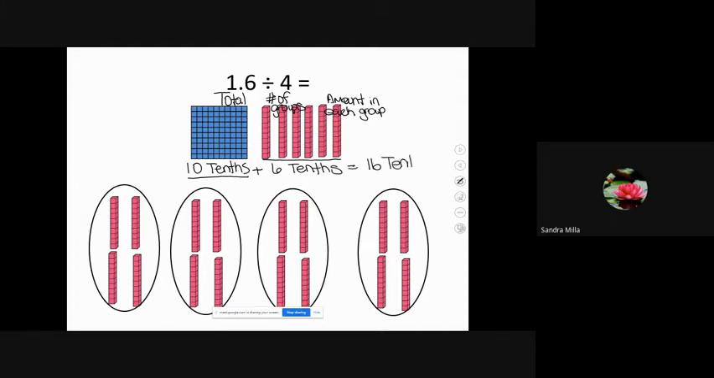gives me a total of 16/10. 16/10 can be easily divided into 4 different groups, with 4/10 being in each group. So that is being represented here. And remember, the amount in one group, which is my 4/10, will be my answer, my quotient.